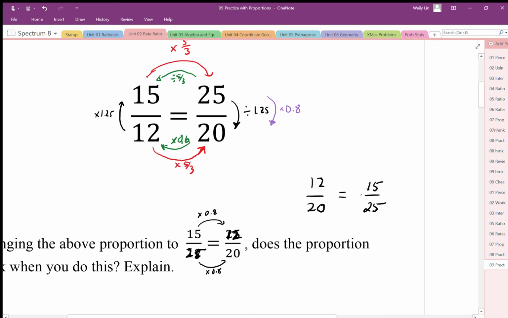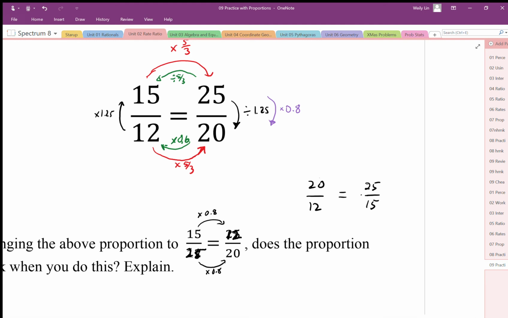12 to 20 is equal to 15 to 25. We can flip it upside down. We can flip this ratio upside down, and when we flip the ratio upside down, that proportion still works. 20 divided by 12 is the same as 25 divided by 15. This proportion works in all sorts of directions.